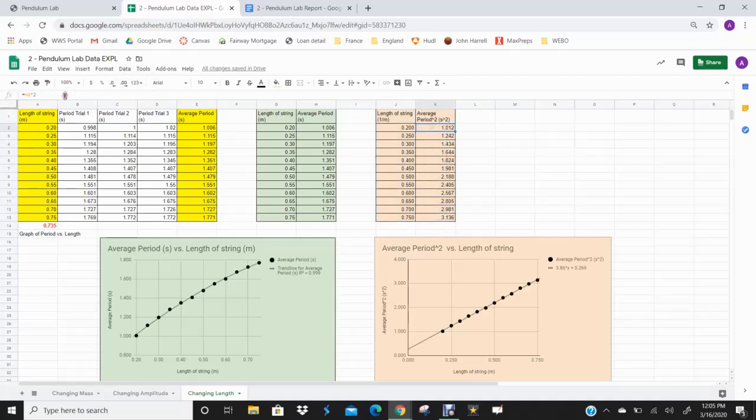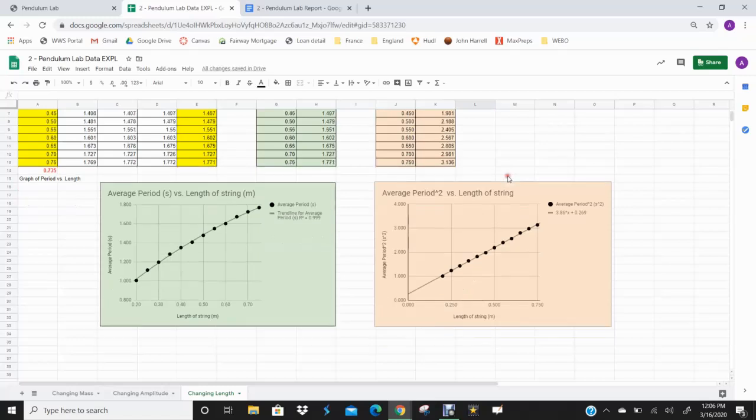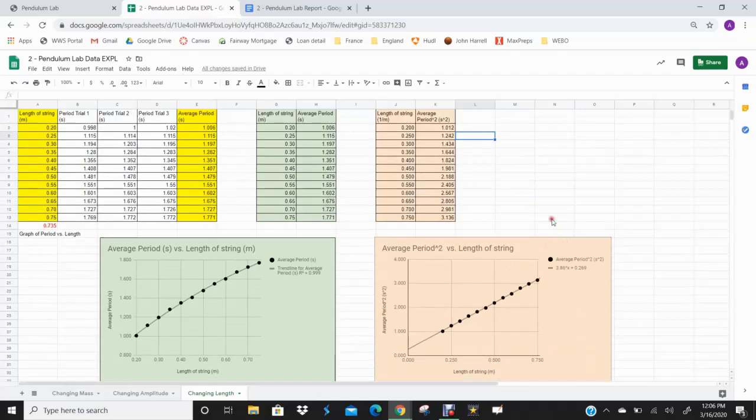If I click on this, you'll notice up here where the equation is, it's H2 caret 2, which is this right here, H2, the first average period, squared. So I entered that equation and I dragged it down. When you graph that, it comes out as a really nice line here, and I've got an equation right there for you. The r-squared value was 1.0. So, obviously there is a relationship here.